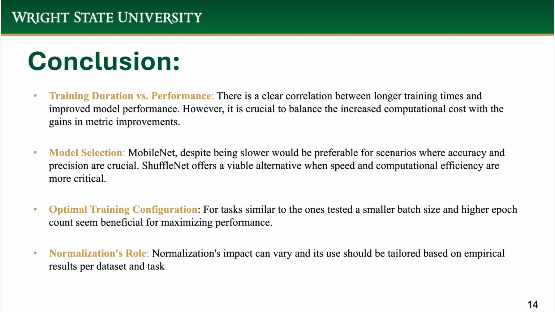Optimal training configuration. For tasks similar to the ones tested, a smaller batch size and a higher epoch count seem beneficial for maximizing performance. Normalization role. Normalization impact can vary and its use should be tailored based on empirical results per dataset and tasks.